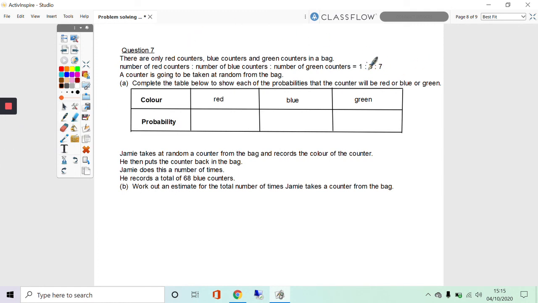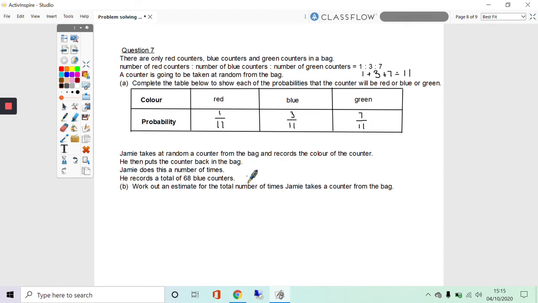So we've got 1 to 3 to 7. So 1 plus 3 plus 7 will give us 11. So the probability of getting a red counter is 1 out of 11. The probability of getting a blue counter is 3 out of 11. And the probability of getting a green counter is 7 out of 11.